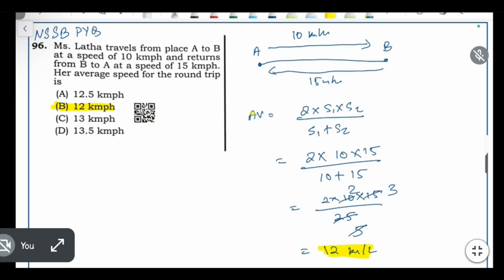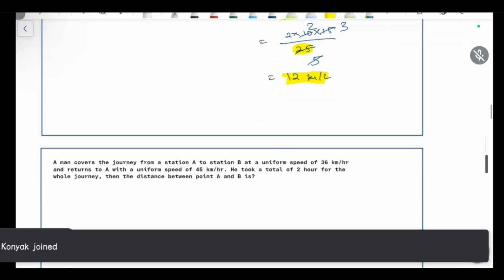I'll just repeat again. The formula for average speed for two fixed points is 2 times S1 into S2 divided by the sum of their speeds, where speed 1 is the going speed and speed 2 is the coming speed. In our question, 10 kilometer per hour is the going speed and 15 kilometer per hour is the returning speed. 10 plus 15 is 25, and reducing it, we got 12 kilometer per hour. That's the answer. It was an easy question.